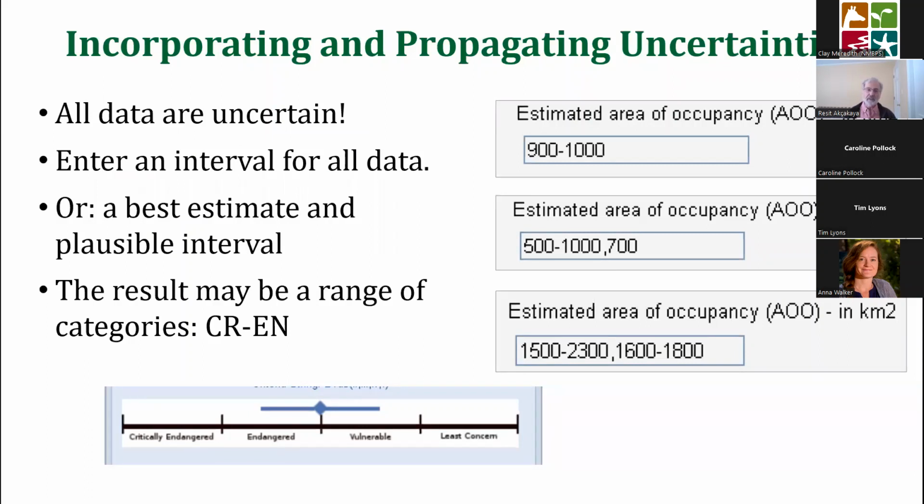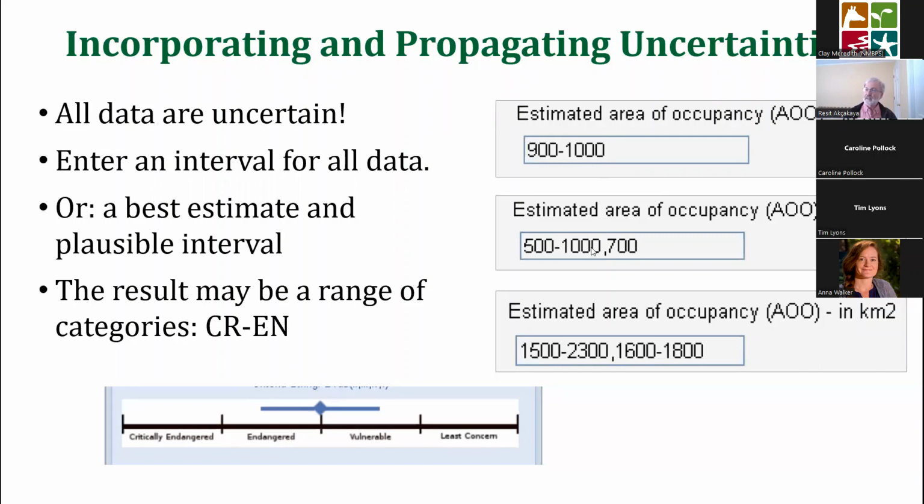So what we suggest is that instead of entering a single number, you enter an interval of values for each data. So there are uncertainties in occurrences of a species or its range area or population size or trends. All of these can be entered as a range of values rather than a single value. And that is the preferred way of dealing with uncertainty. So you can, for instance, as in this example, enter area of occupancy as a range of values, 900 to 1,000 square kilometers.